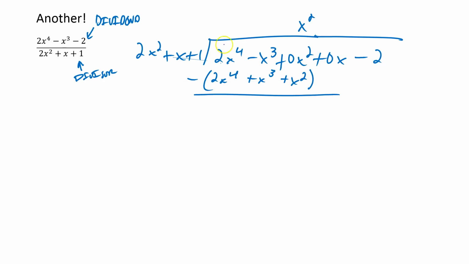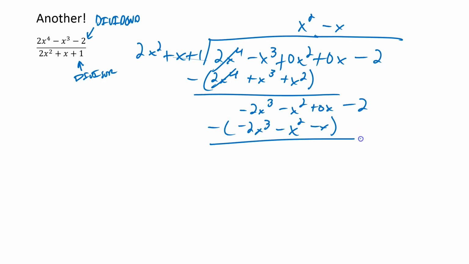2x to the 4th minus 2x to the 4th, they go away. Negative x cubed minus another x cubed is a negative 2x cubed. 0 minus 1x squared is a negative x squared. And then we have plus 0x minus 2 just come down because they're subtracting nothing. 2x squared needs to be multiplied by a negative x to make the negative 2x cubed happen. So we have negative 2x cubed, minus x squared, and then minus x.